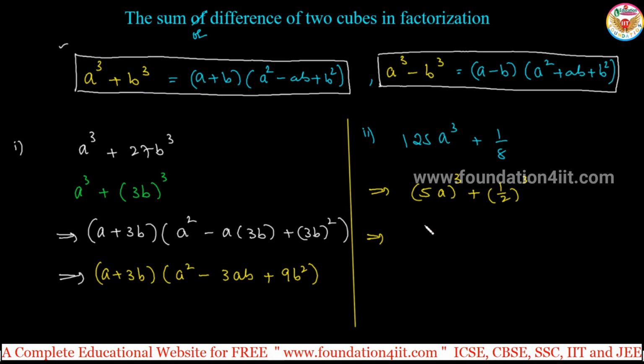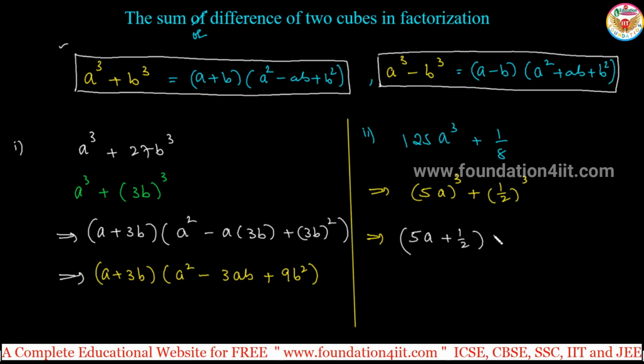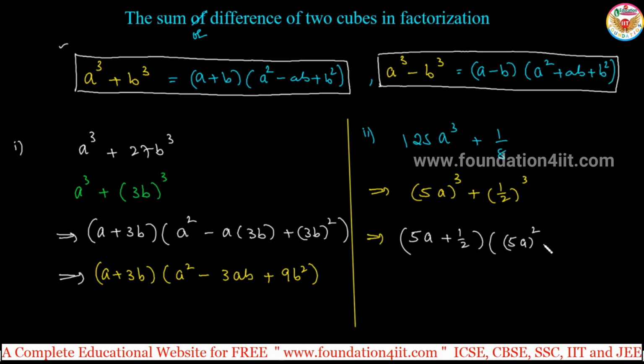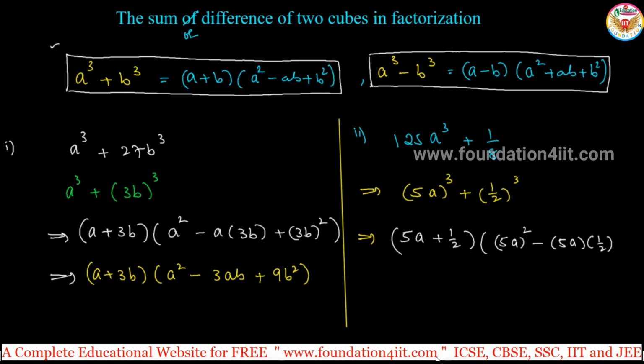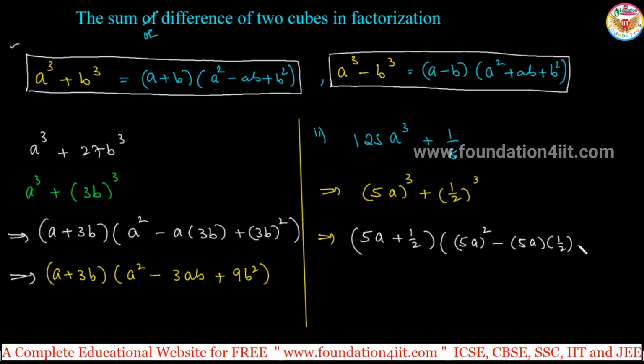So in the place of a it is 5a, in the place of b it is 1 by 2, so 5a plus 1 by 2. Close this. Again a square, first one now 5a, 5a whole square because two terms in combination, variable and constant, you maintain the bracket. Minus ab, 5a into, in the place of b, 1 by 2. Then plus b square. b is 1 by 2, right? So 1 by 2 whole square you can maintain. Then simplify, that's the answer.